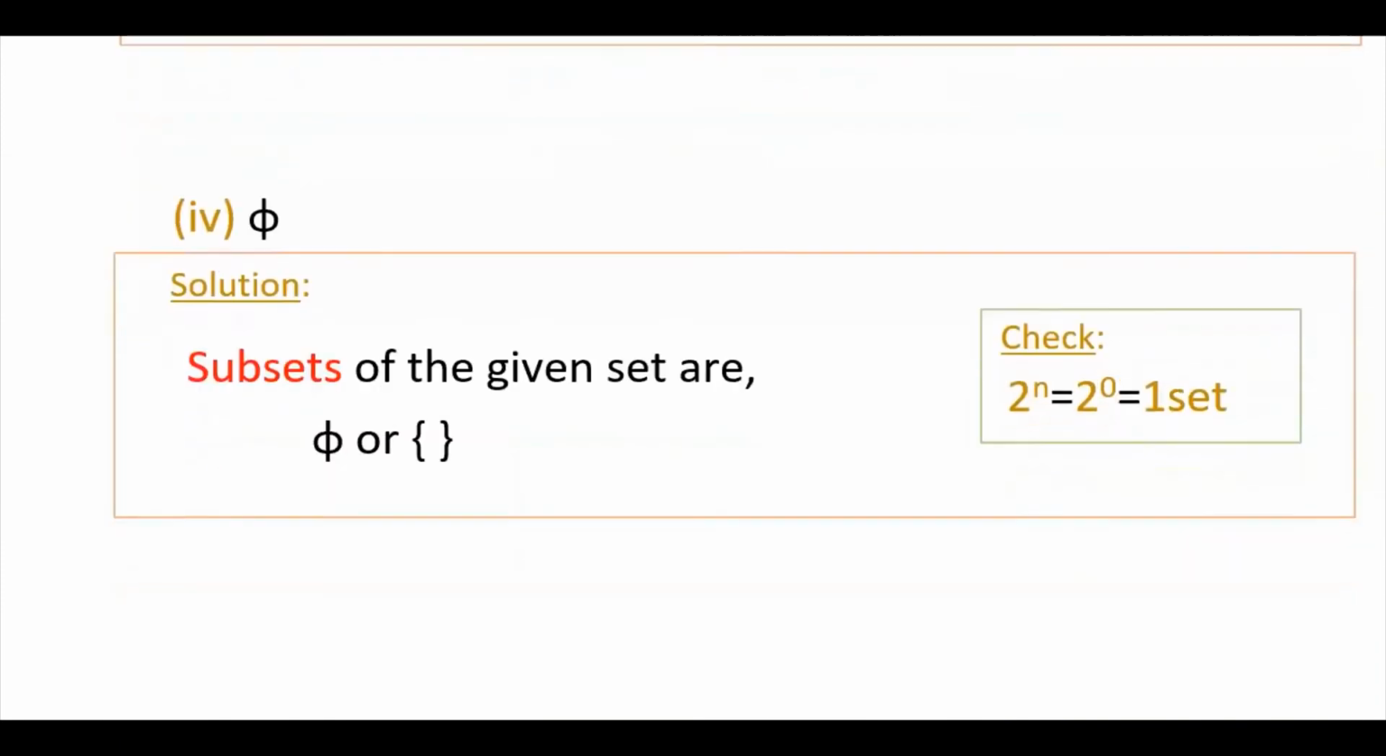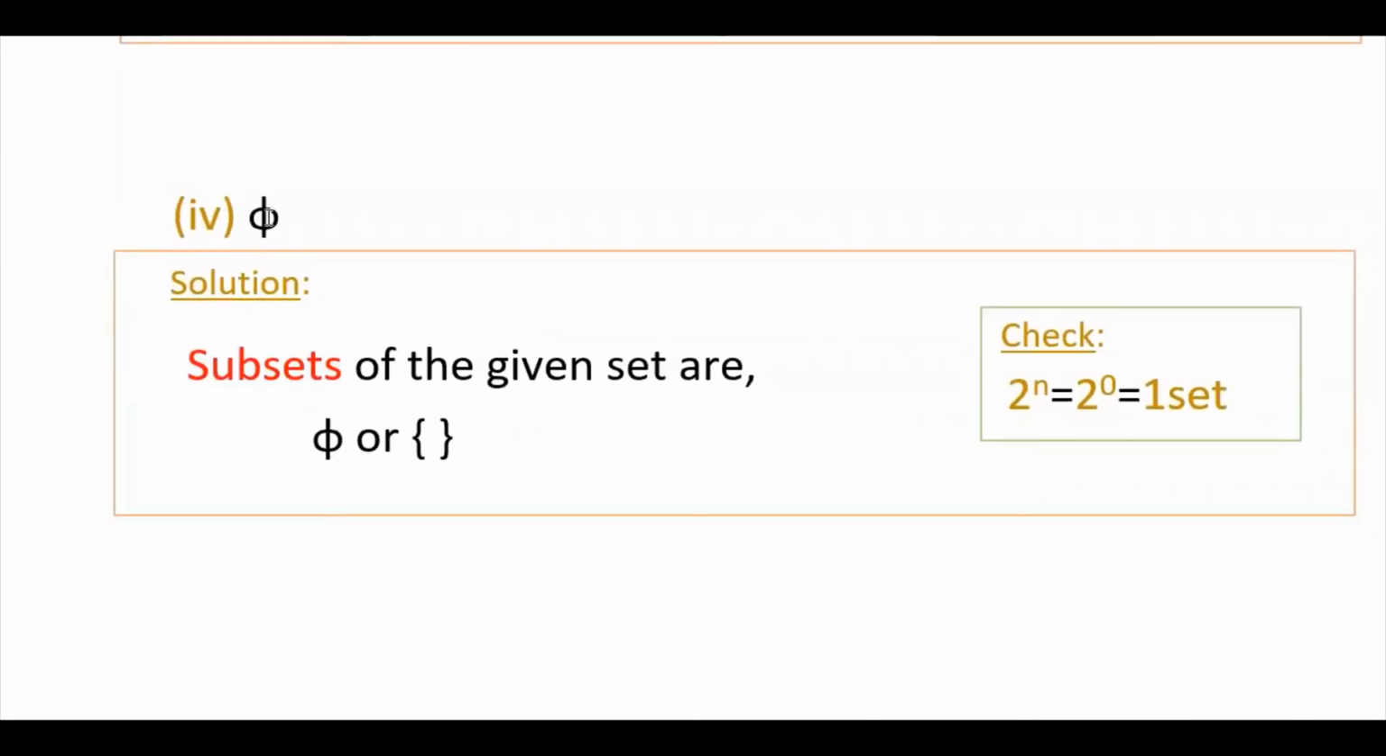Next one is the empty set. So the subset is only one here, the empty set. In an empty set, there are no elements. That means n is equal to 0. So 2 to the power of 0 is equal to 1. 2 to the power of 0 is 1. So there is only one set. So here you can write the set as the empty set. So you can write like this, only one set.